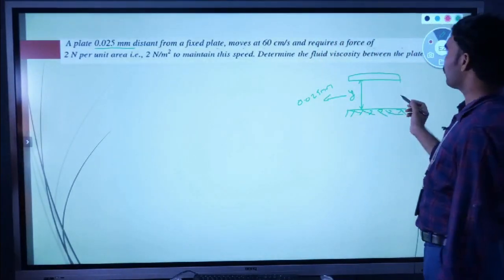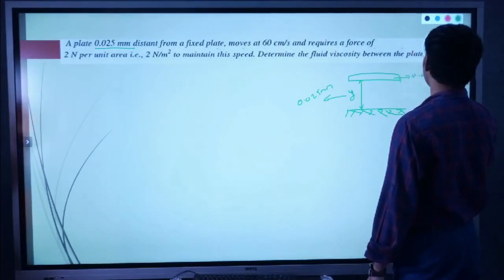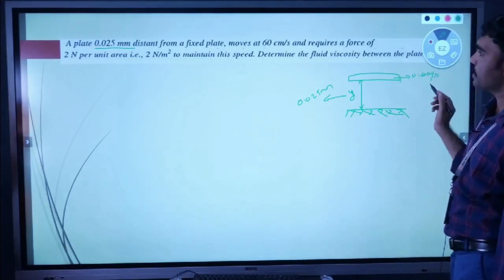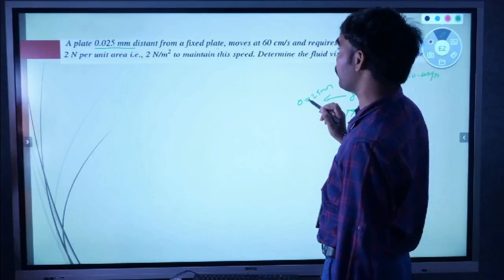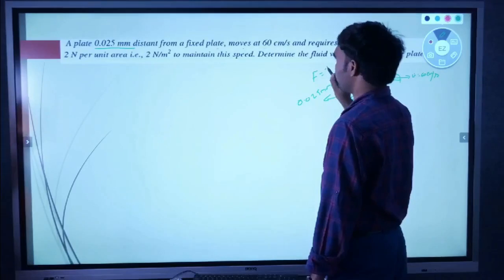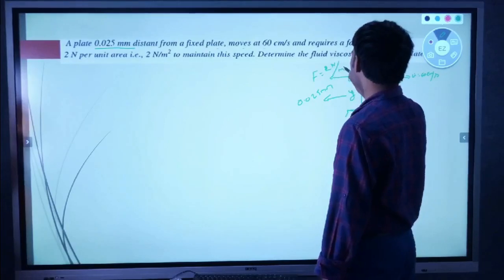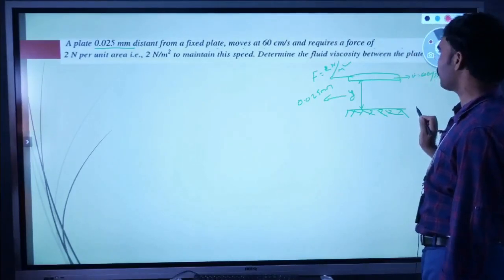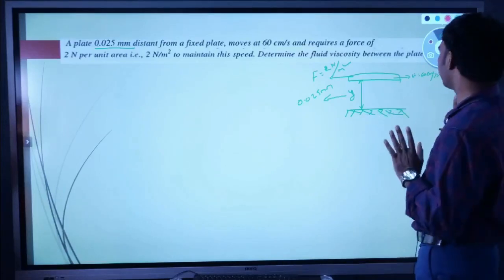It moves with a velocity of 60 centimeters per second, and requires a force of 2 Newton per unit area to maintain this speed. So we have to apply a force of 2 newtons per meter square area. So this is the stress. We have to apply 2 Newton force per meter square area to maintain this speed, if the plate has to move with 60 centimeter per second.